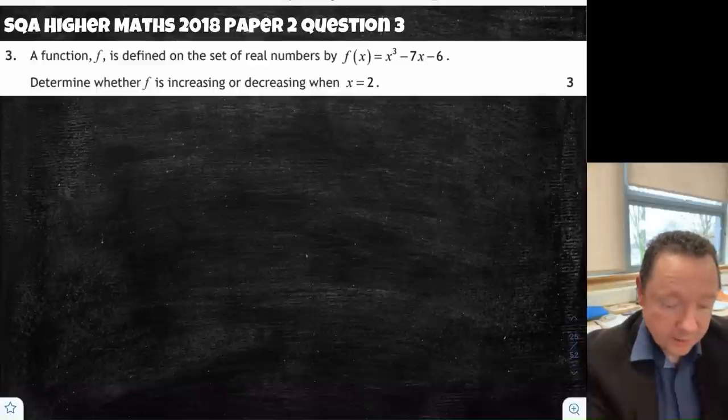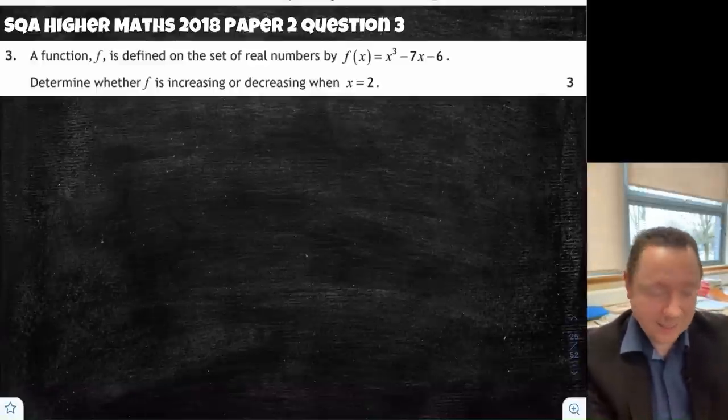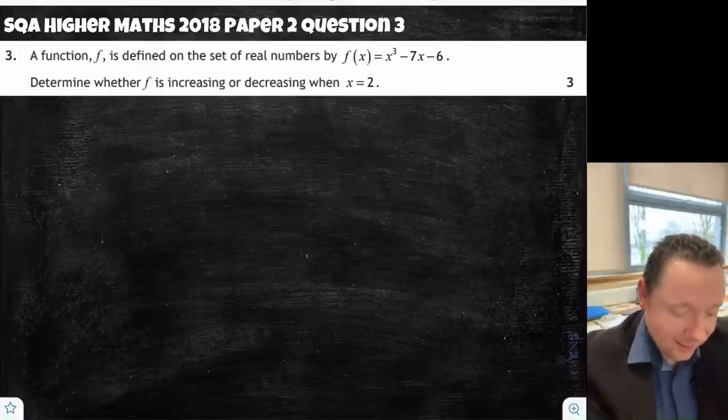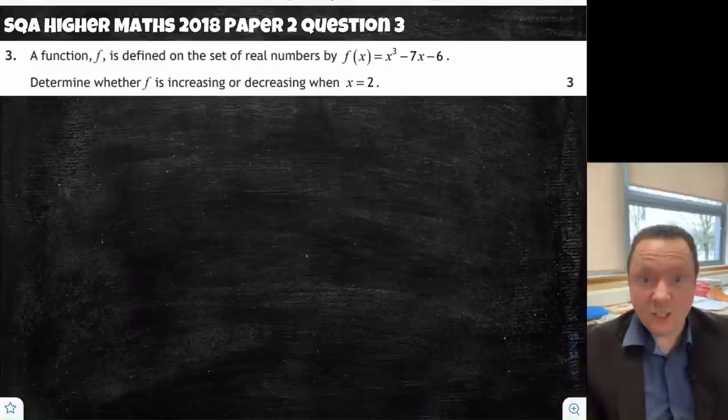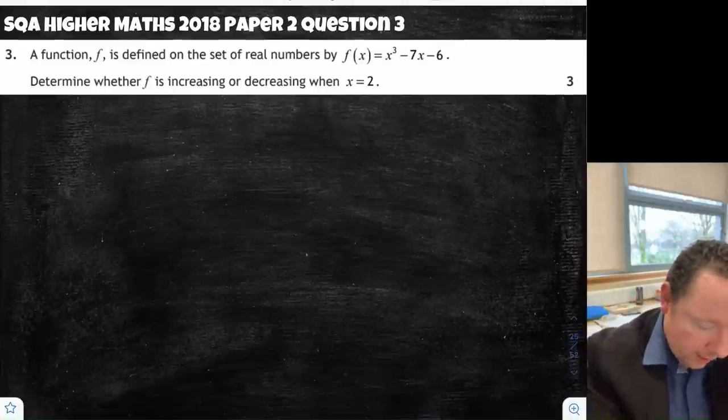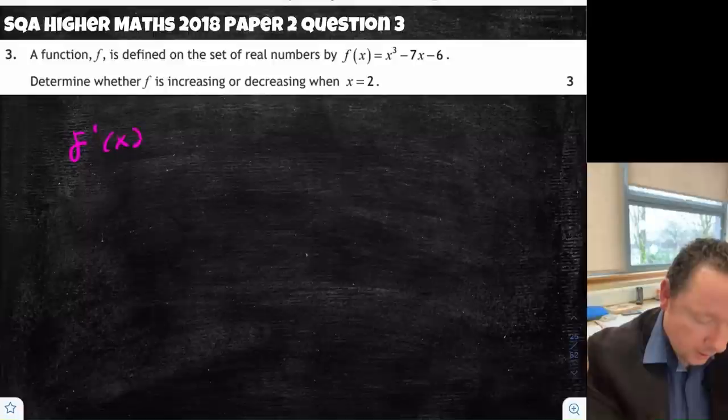Given by f of x is x cubed minus 7x minus 6. Determine whether f is increasing or decreasing when x equals 2. So we need to work out the gradient of the tangent at x equals 2. So f dash x is equal to 3x squared minus 7.